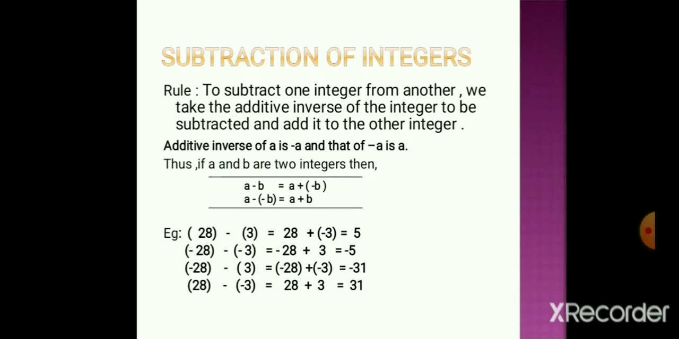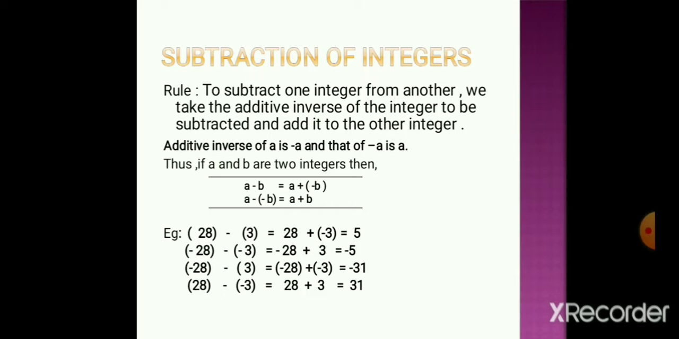Then look at the fourth one, 28 minus minus 3. So that will become 28 plus the additive inverse of minus 3, which is plus 3. So it becomes 28 plus 3. Okay. We can write like this. Now you can use the rules of addition and find the answer.